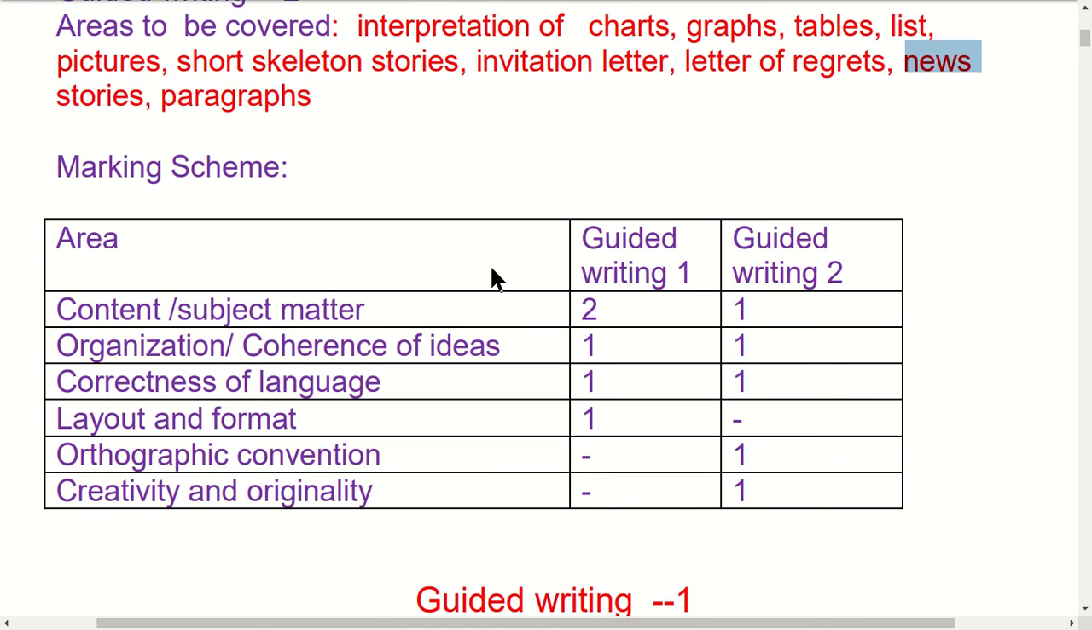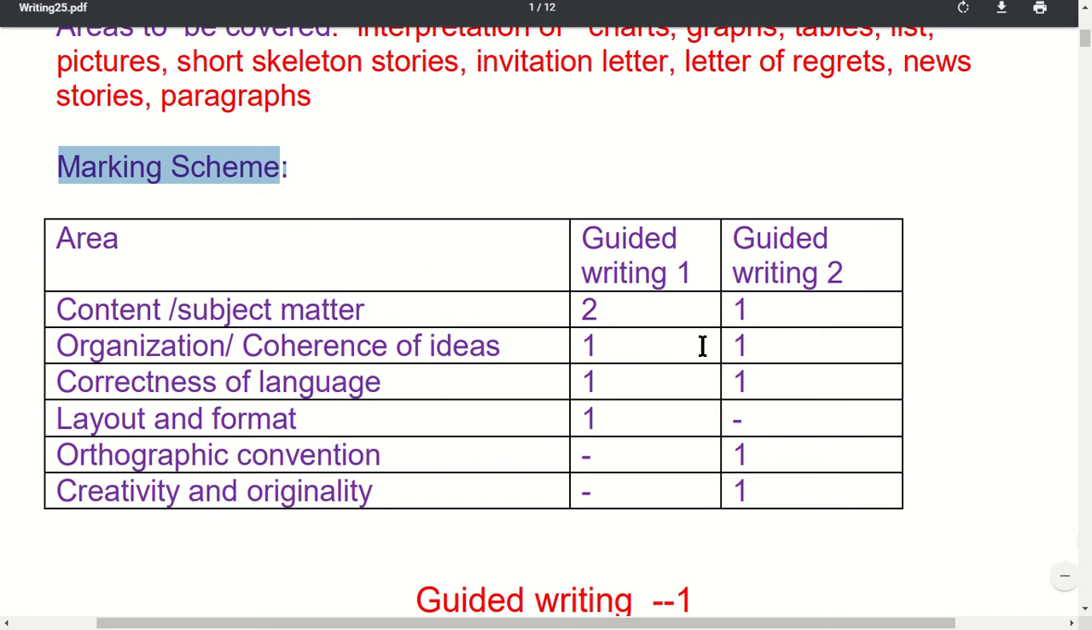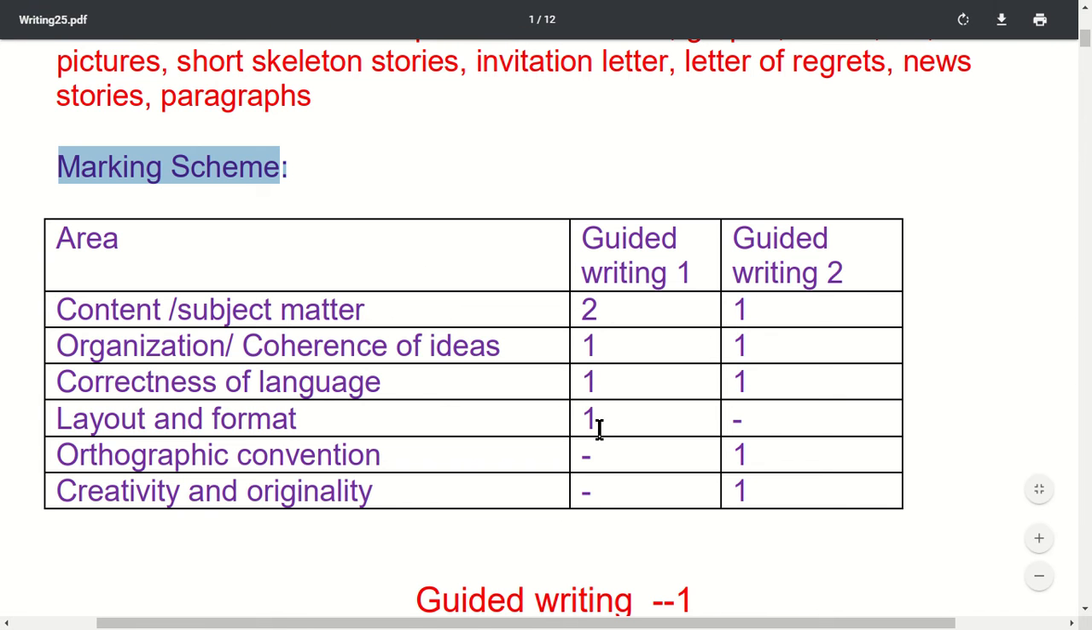Also let me tell you something about the marking scheme in guided writing number 1 and guided writing number 2. How marks are provided to you, how marks are allocated. The full marks is 5 marks. But the mark allocation is different, like this.